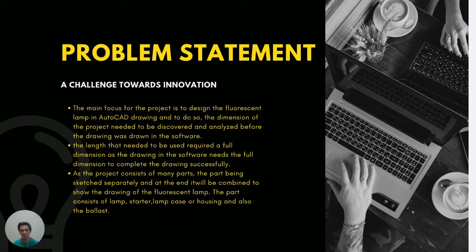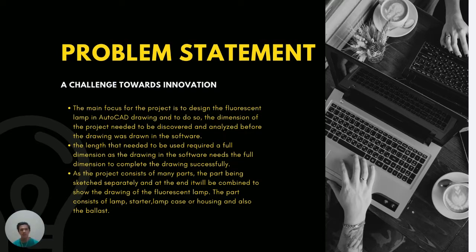So for the lamp, we have to measure the radius and the diameter of the lamp. The most difficult is taking the dimensions of the ballast, because the ballast has so many edges, so curvy. So we have to take the right dimensions to apply in the AutoCAD.